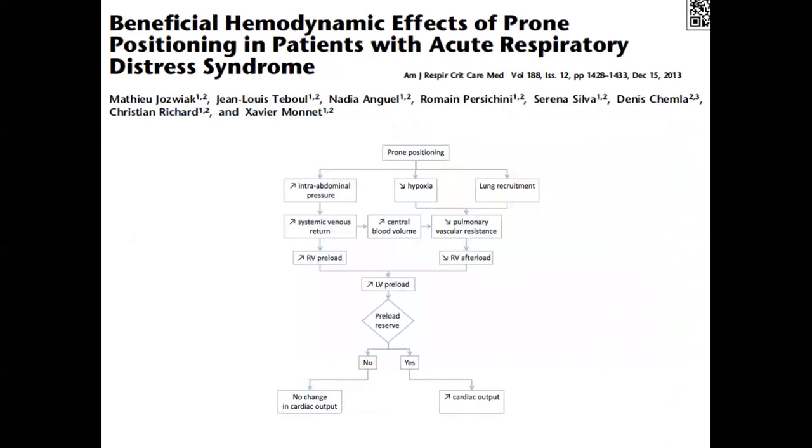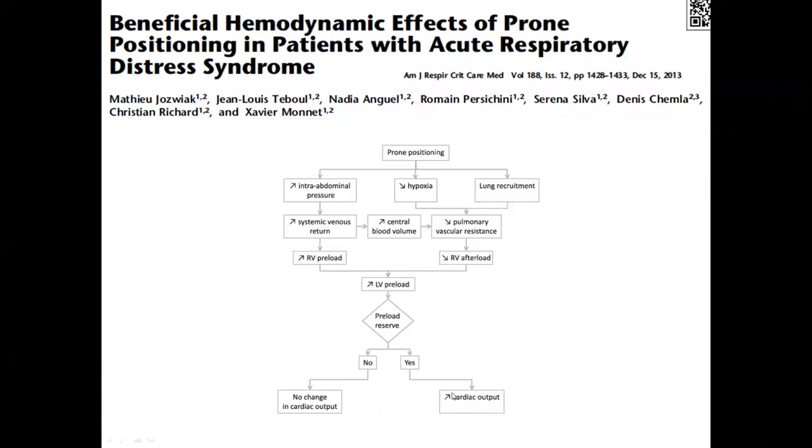There is an effect also on the hemodynamic condition of the patient. So in prone position, there's an increase in abdominal pressure, a decrease in hypoxemia, and there's lung recruitment. All this leads to increased venous return and decreased vascular resistance, because of the improvement of recruitment and gas exchange. So this leads to an increase in preload and a decrease in RV afterload. So the LV overall gets a little bit better, and the LV preload increases.